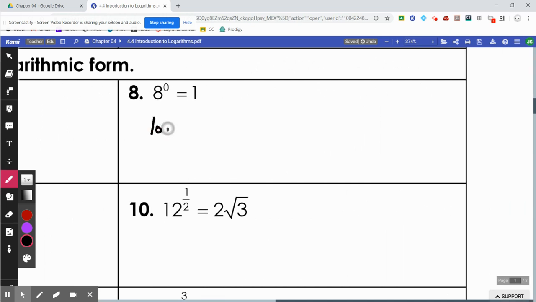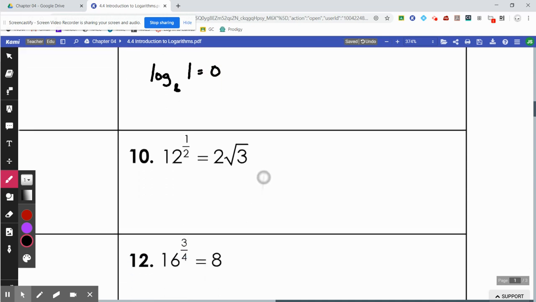This will be log base 8 of 1 is equal to... Now, think about this as we're writing it down. 8 to, or any number to the 0 power is 1. So whether it be log base 8 of 1, log base 9 of 1, log base 1,000,000 of 1, that would always equal 0 because any number to the 0 power is what's equal to 1.